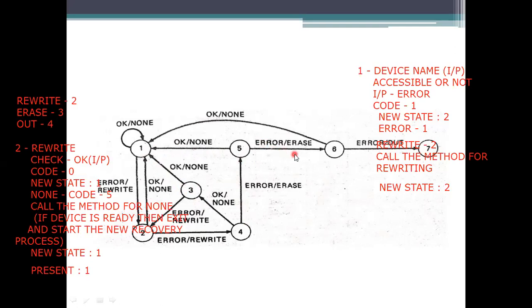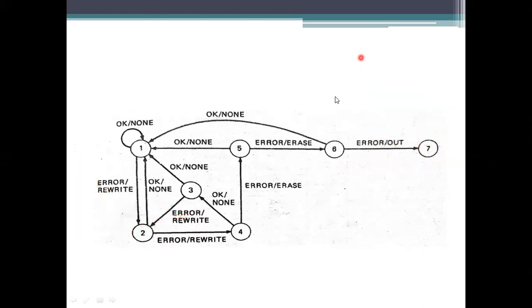And it is not like that. You can rewrite twice, you can erase twice here. If rewriting twice has failed, then it allows you to erase the data from the tape of the device you are using. And if erasing twice has failed, it declares that the device we are using is out of service here. Okay, so that's the first example.